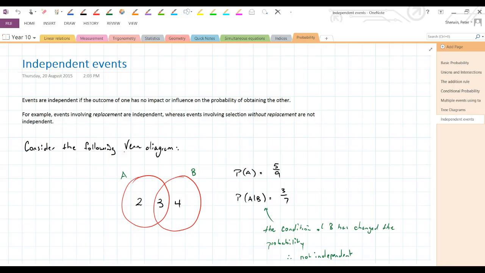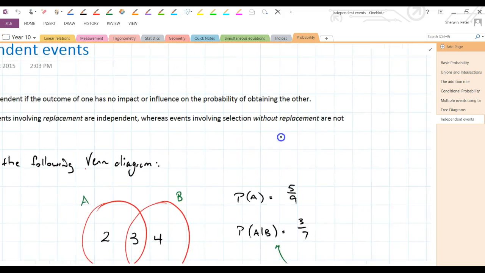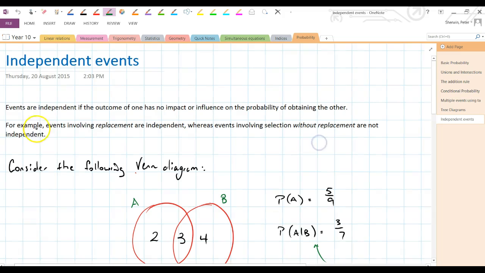Okay, it's time to look at independent events, and in probability this does have some significance. It's our job in this section to establish whether two events are independent or not. You know what the word independent means: free, not relying on. That's exactly what independent events are about. Events are independent if the outcome of one has no impact or influence on the probability of obtaining the other.